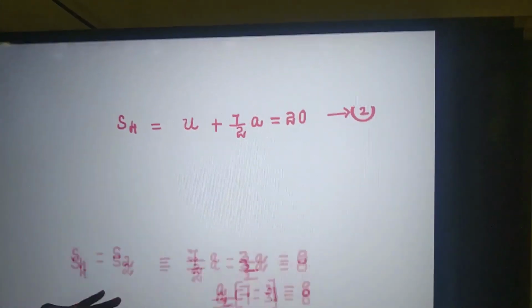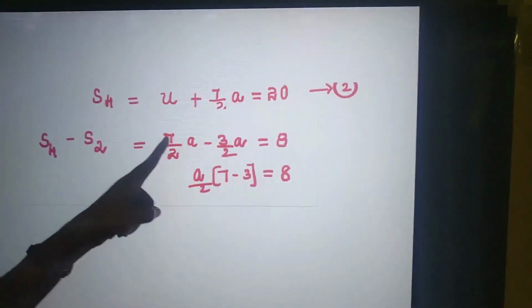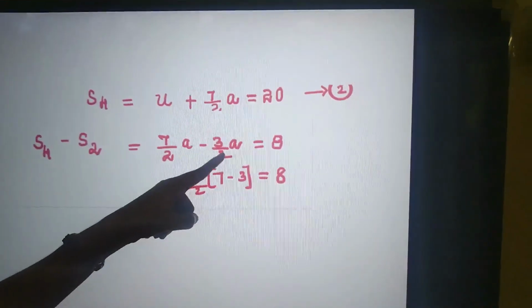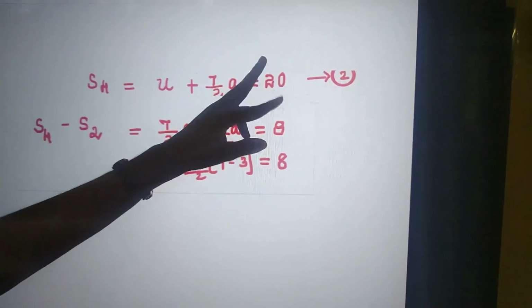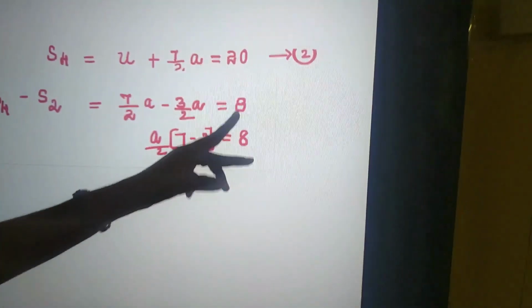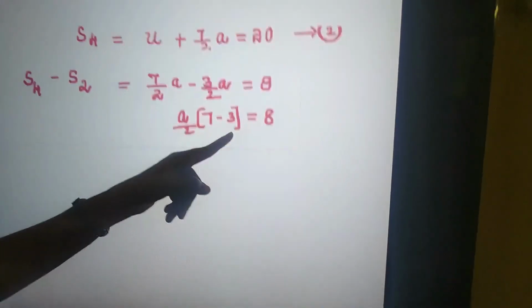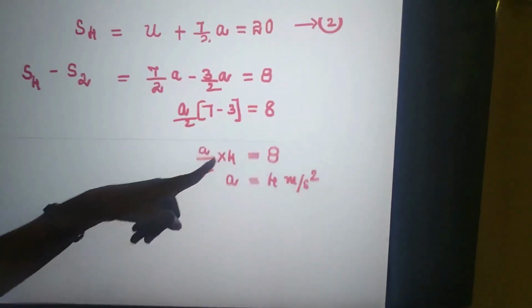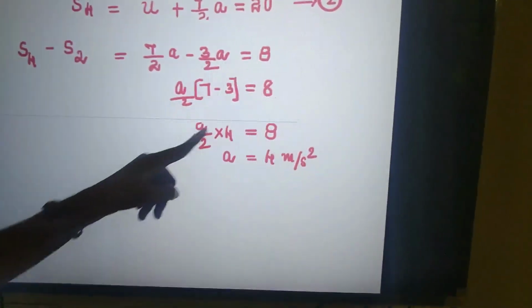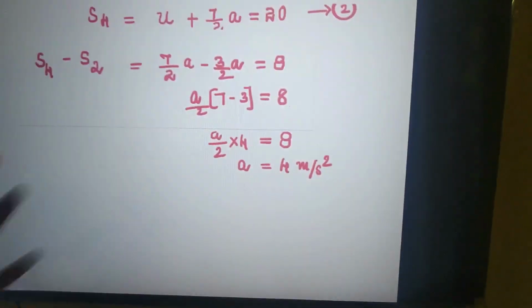S4 minus S2 means u is gone. What is remaining? 7 by 2 a minus 3 by 2 a, which is equal to the right side of both. This one is 20, and the right side of the previous equation is 12. What is 20 minus 12? 8. Now simplify. a by 2 is common here: a by 2 into (7 minus 3). 7 minus 3 is 4. Right side 8. Simplify, this comes to 2. And when you divide, you get the acceleration as 4 meter per second square.